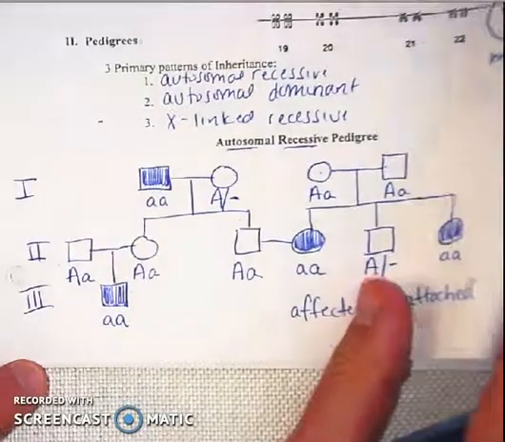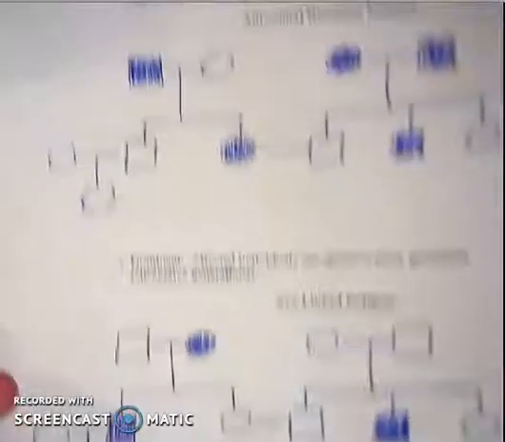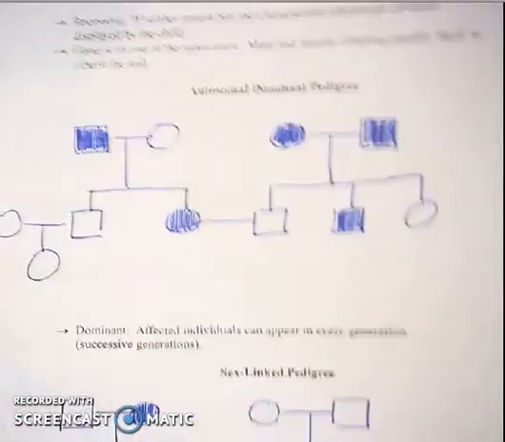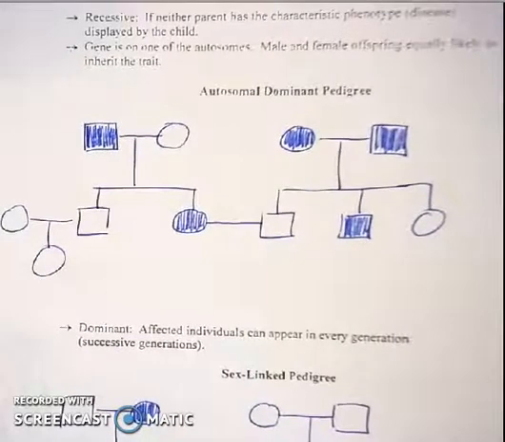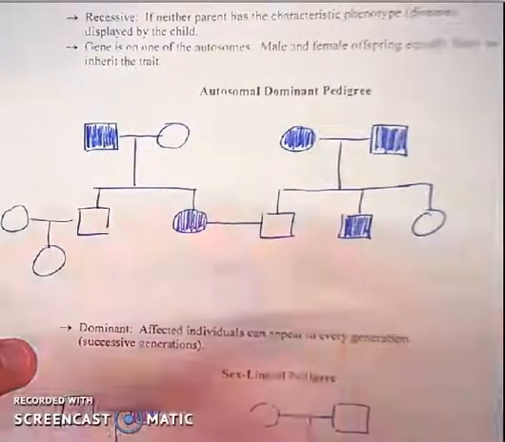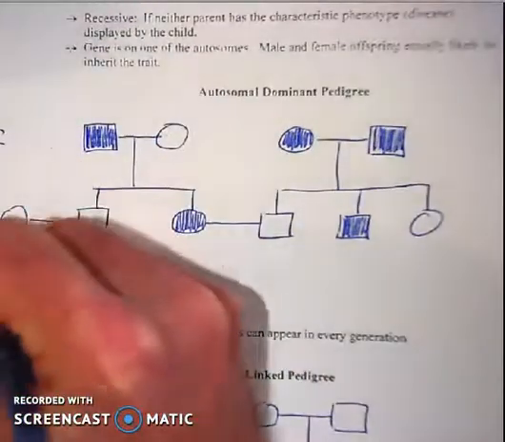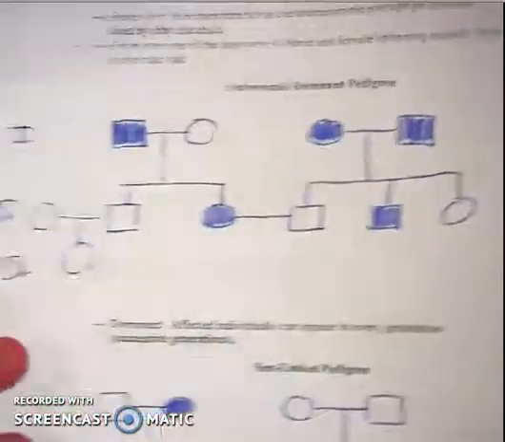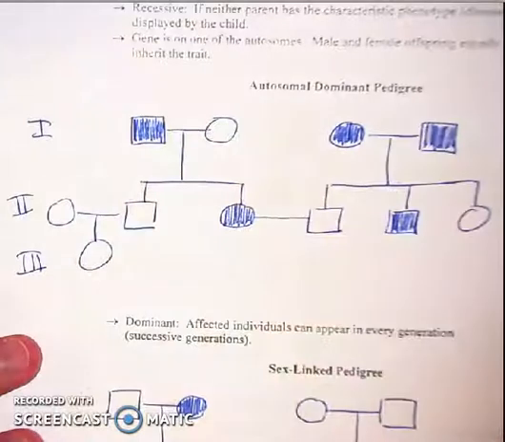All right. Then, if we flip, you can press pause if you have to draw these out. But what we have is an autosomal dominant pedigree. So I did something very similar with a different pattern. I have my generations 1, 2, and 3. And I have to prove why the affected people on this would be autosomal dominant.